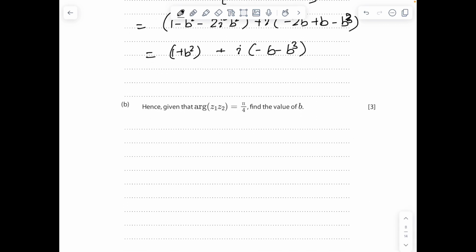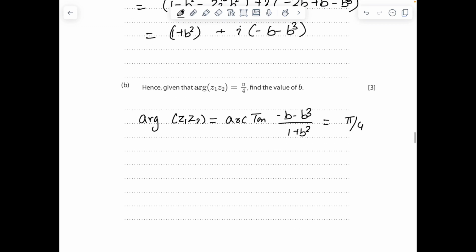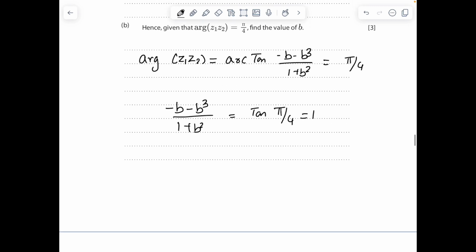Given that argument of z1 z2 equals pi by 4, find the value of b. So argument of z1 z2 equals tan inverse of minus b cube upon 1 plus b square equals pi upon 4. So from there, negative b cube upon 1 plus b square equals tan pi by 4. Tan pi by 4 is 1. Cross multiplication, negative b cube equals 1 plus b square.